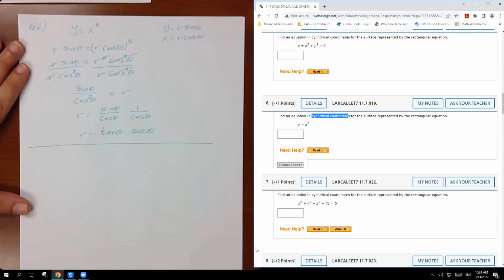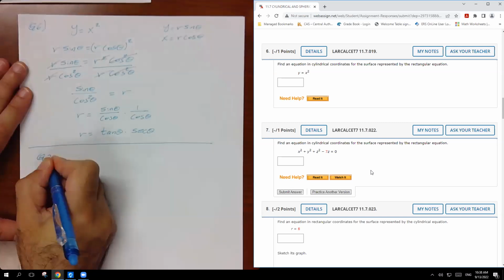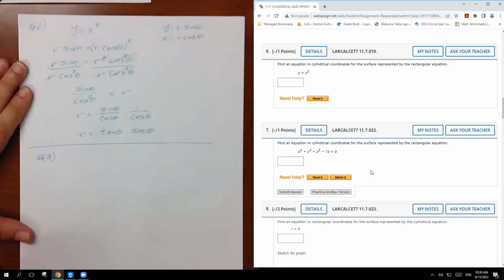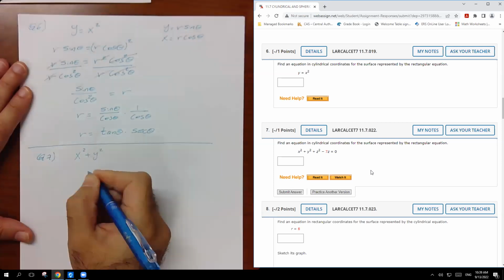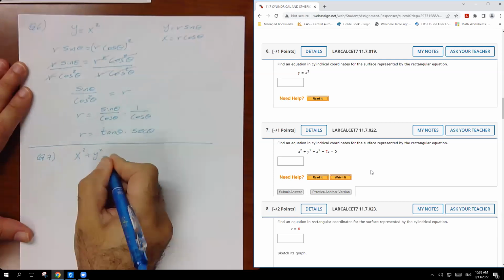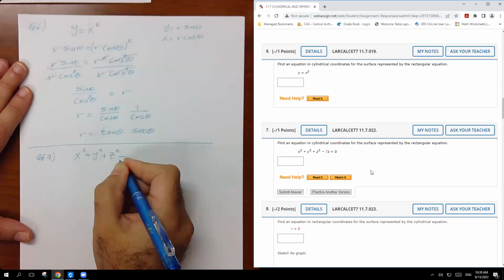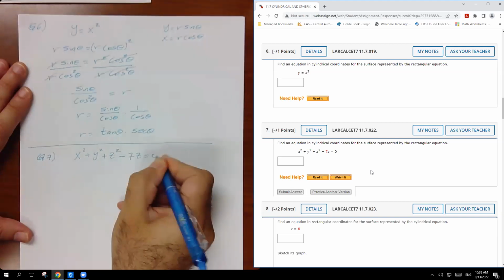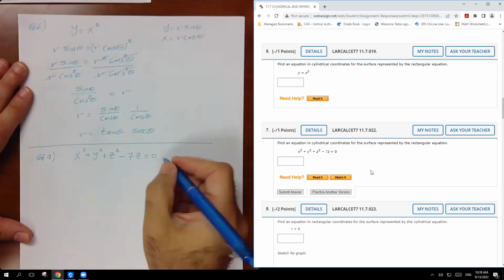The same thing is going to be on the next one. Example 7. From rectangular to cylindrical coordinates. So question 7, we have x squared plus y squared plus z squared minus 7z equal to 0. Now we need to convert this one to cylindrical coordinates.